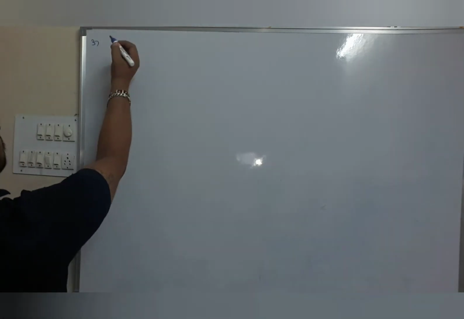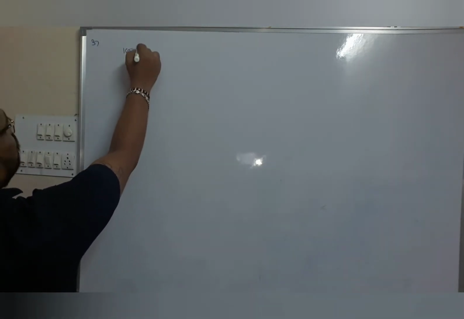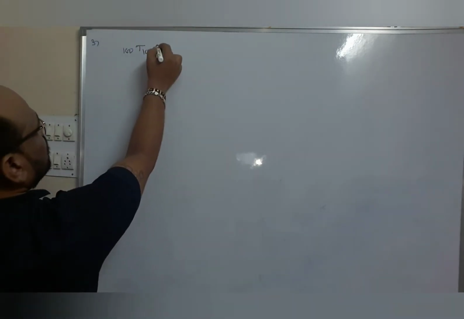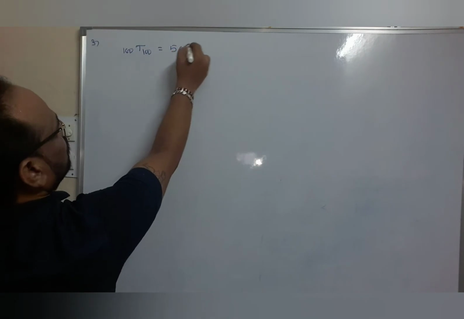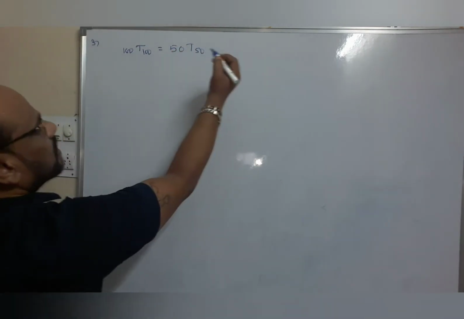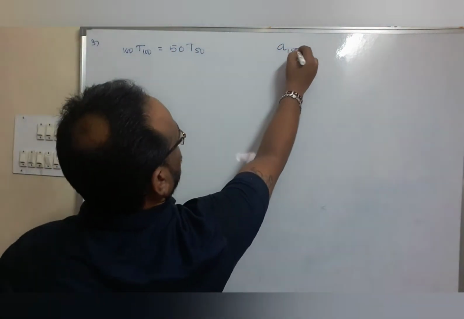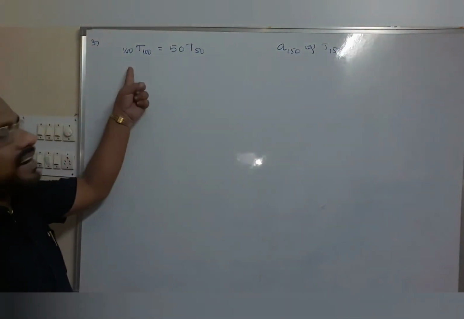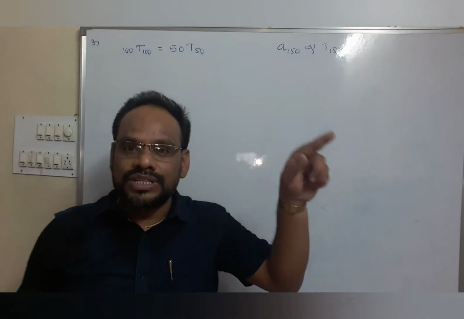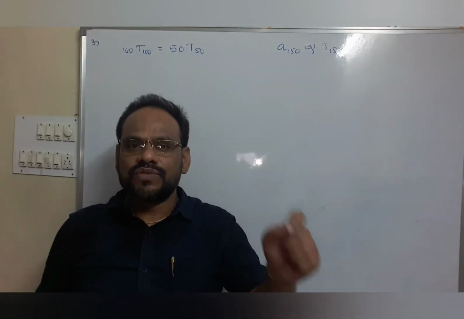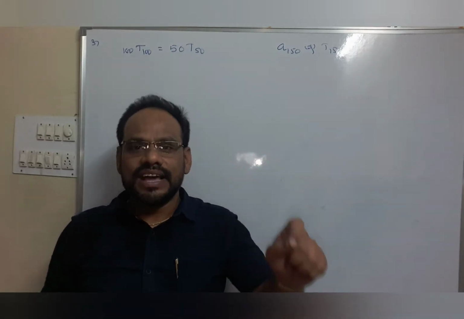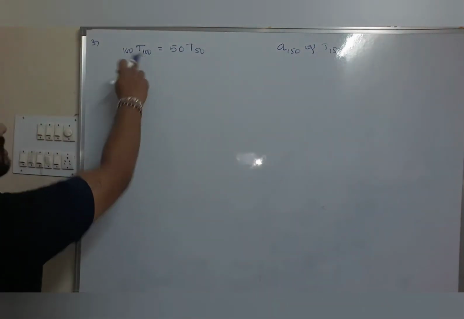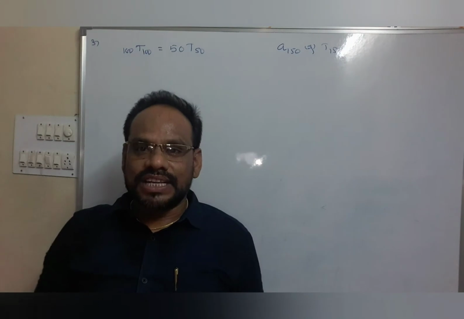That means, given that 100 times the 100th term is equal to 50 times the 50th term, then find A150 or T150. We know that Tn is equal to a plus (n minus 1) times d.